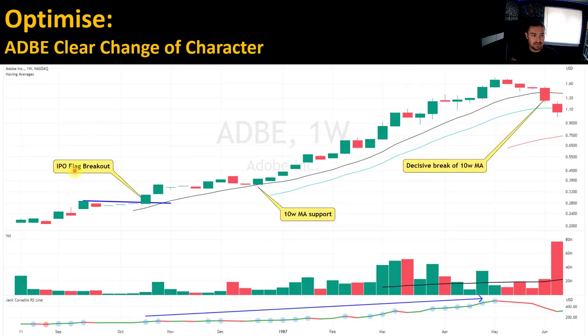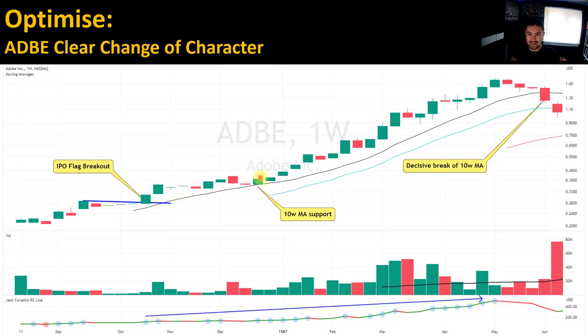So here's Adobe. This is an IPO flag breakout. See, this is ridiculously tight. Look at this. It's not even moving the price. So really tight candlesticks, low relative volume tells you what? There's no selling coming to the market. Now this is split adjusted, 1,001 times Adobe, not quite 1,001 times, but you get it. So then it powers out.